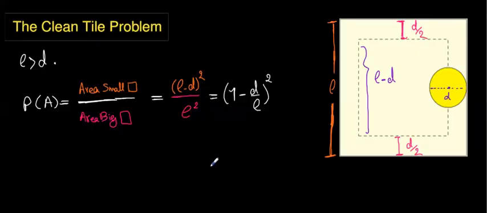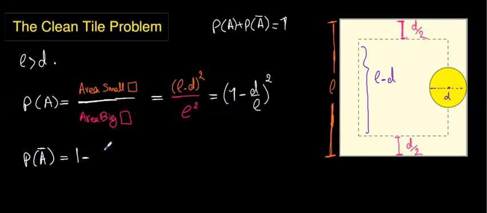So it follows that the probability of at least one cut, I mean cutting two or more squares, is the complement probability of that. We know that the probability of A plus A complement should be equal to one. That's why the probability of A complement, I mean at least cutting one of the sides of the squares, should be equal to 1 minus D over L squared.